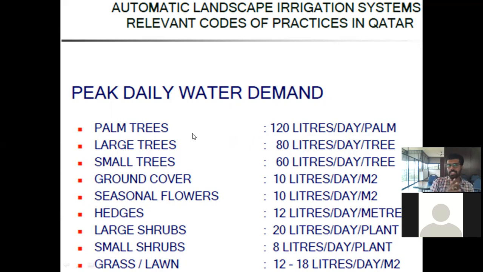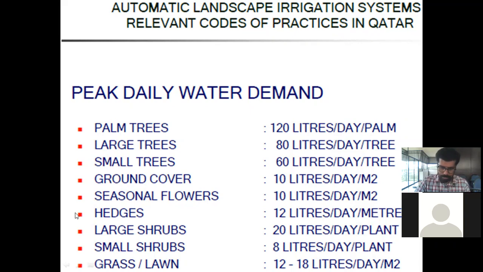In irrigation, you will be having different types of plants, trees, and all those things. Depending upon that, the water requirement will be different, because if you compare a palm tree with grass, the water requirement will be different. If the water requirement is different, the storage of the water tank also should be different, because if the demand of water is more, the capacity of the holding tank or storage tank should be more. So this is the daily water demand by different trees, shrubs, grass, etc.